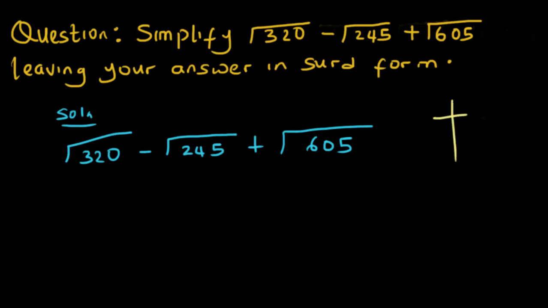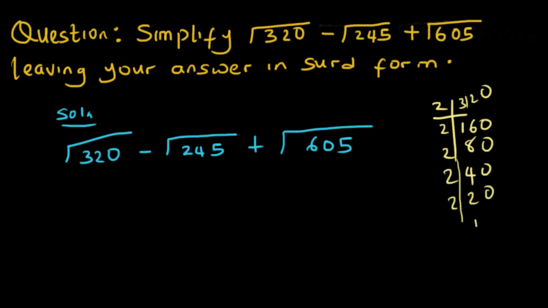So we have 320. It's an even number, so 2 can go. 2 in 3 is 1, remainder 1. 2 in 12 is 6. 2 in 0 is 0. 2 can still go. 2 in 16 is 8. 2 in 0 is 0. 2 can still go. 2 in 8 is 4. 2 in 0 is 0. 2 in 40 is 20. 2 in 20 is 10. 2 in 10 is 5. Then we have 5 in 5. 5 in 5 is 1.